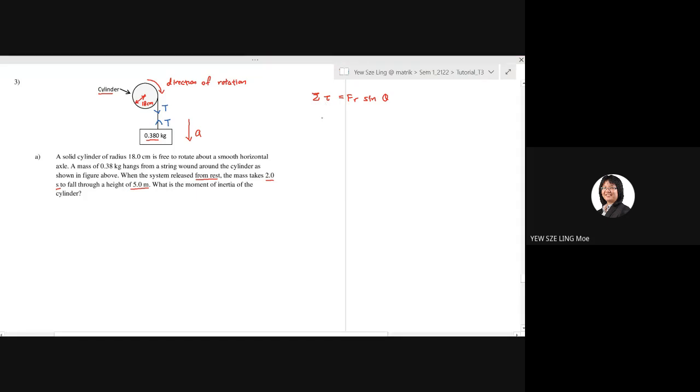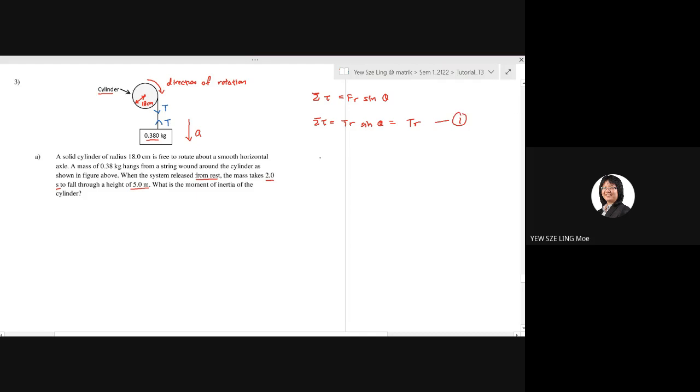Therefore, the first equation that I have is the summation of torque equals the force, which is tension. Now I don't have the value of T, so I'm just going to write down the symbol first. TR sine theta. But theta, I can simplify it because it's always 90 degrees for this. Therefore, it is just equal to TR. So this is my equation 1.